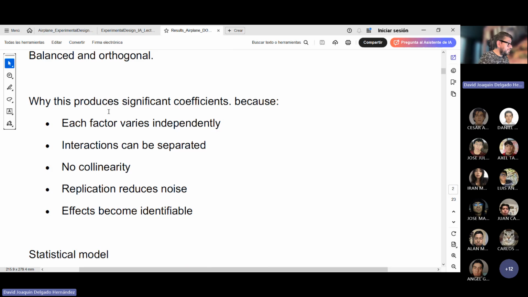Why does this produce significant coefficients? Because each factor varies independently. The interactions can be separated. There is no collinearity. Replication reduces noise because I am going to throw one and once again the same airplane, and effects become identifiable. Okay.